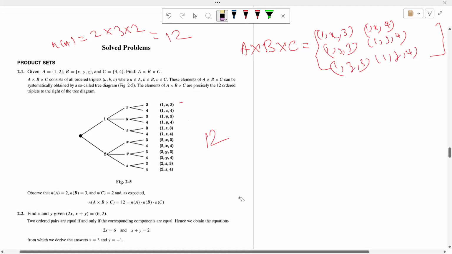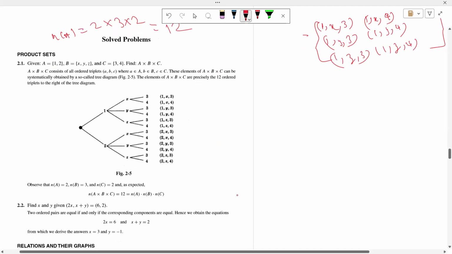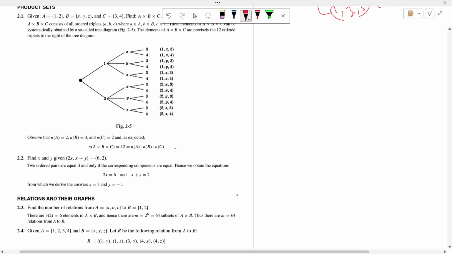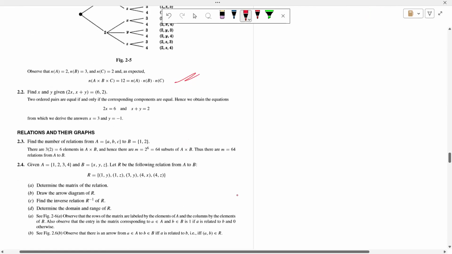This is what they are asking as a question. You need to find A cross B cross C. This is not a binary relation, this is a ternary ordered pair. So you know how to find the answer for this type of question. So the next thing.